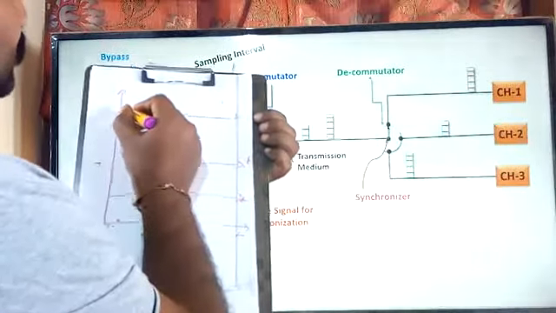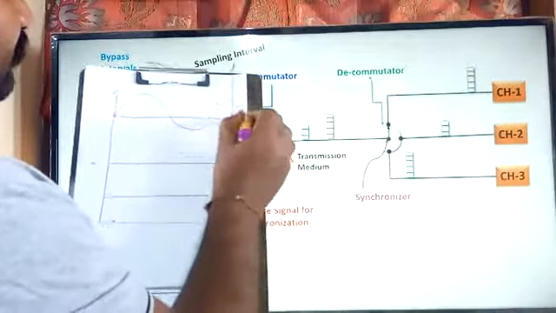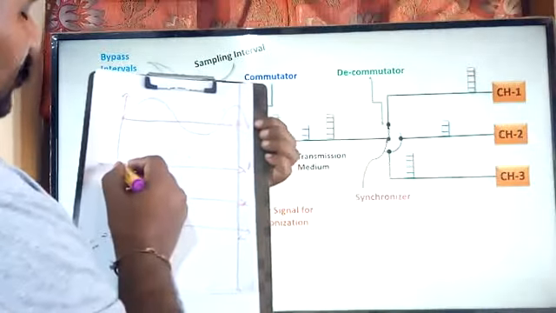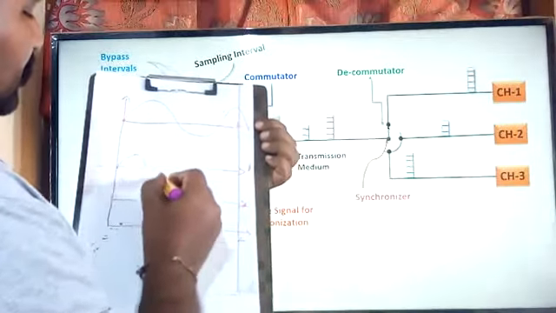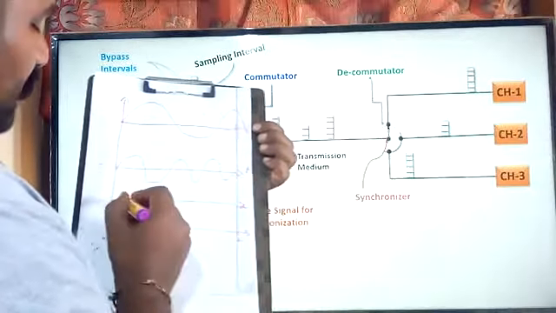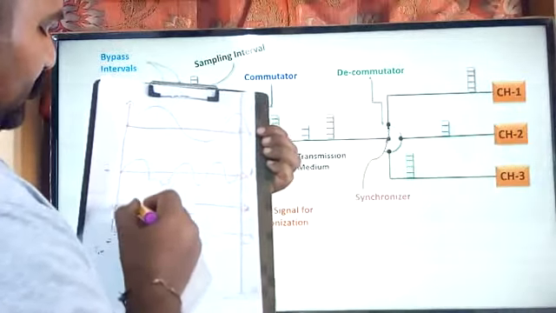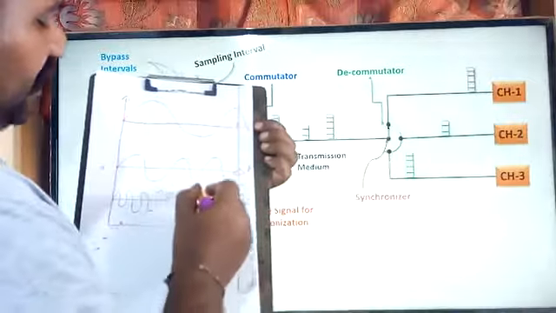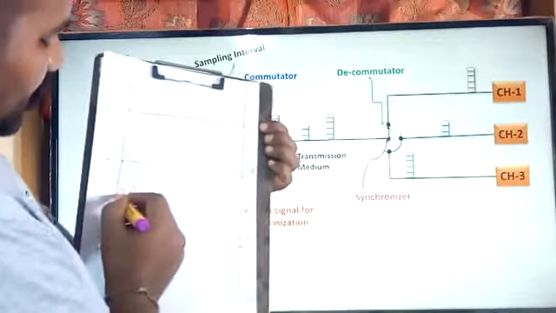So assume that this is my first channel signal. Assume that this is my second channel signal. Assume that this is my third channel signal. Don't bother about the amplitude. Only bother about the time period.